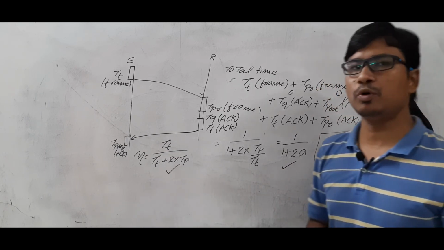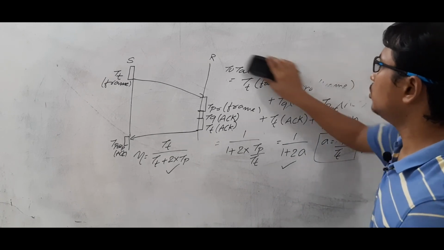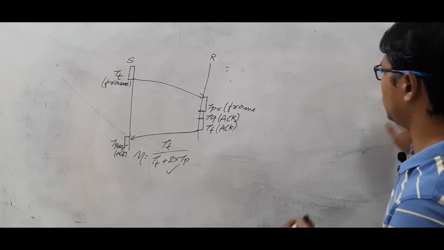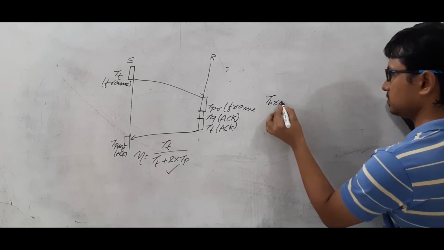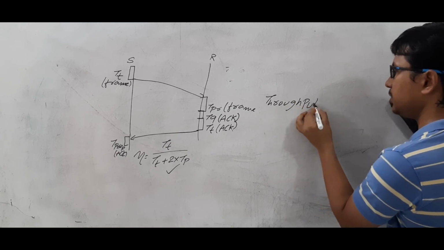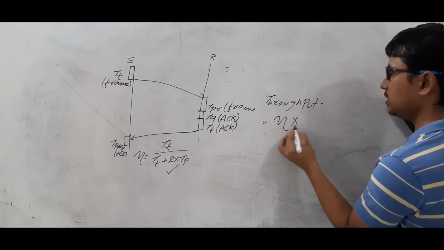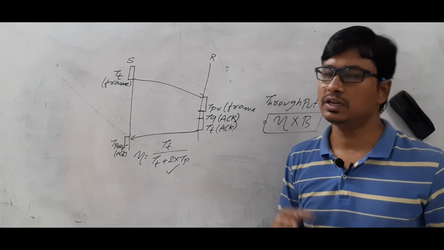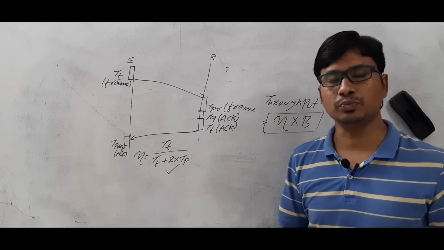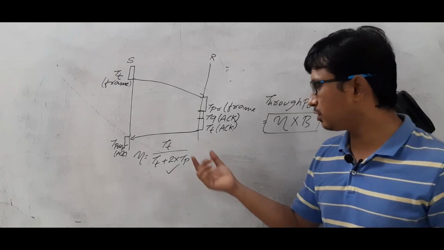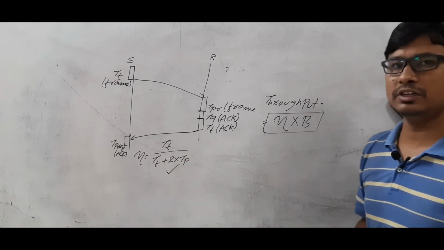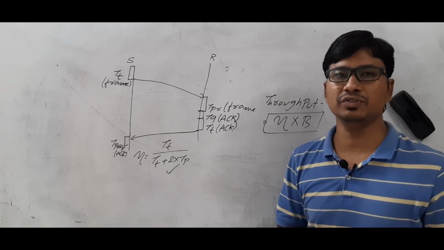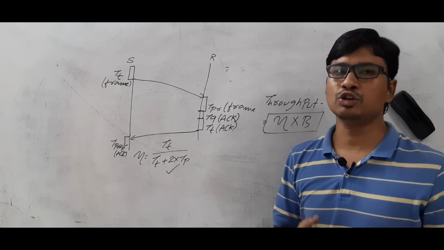And next, another important parameter is throughput. Throughput we can simply calculate as efficiency into bandwidth. In some questions, some previous GATE questions, they even asked for the throughput. If they ask you the throughput, you need to compute the efficiency and multiply it with the bandwidth, and you will get the throughput. I hope you have understood how to compute the efficiency and throughput of a stop and wait protocol.